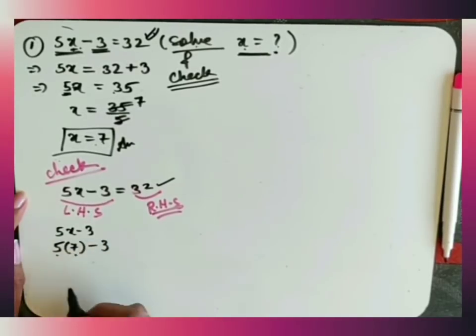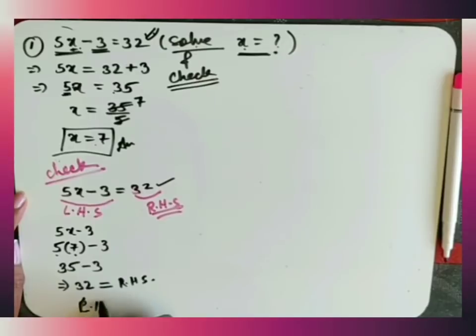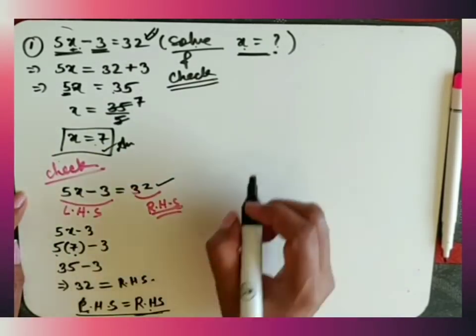5 multiplied by 7 is 35, and minus 3 will give you 32, which is your right hand side. It means left hand side equal to right hand side. So if you get left hand side equal to right hand side, your answer is correct.